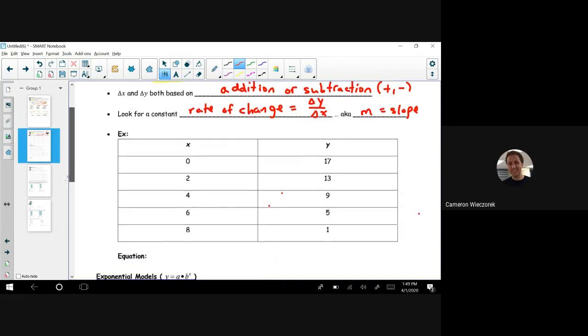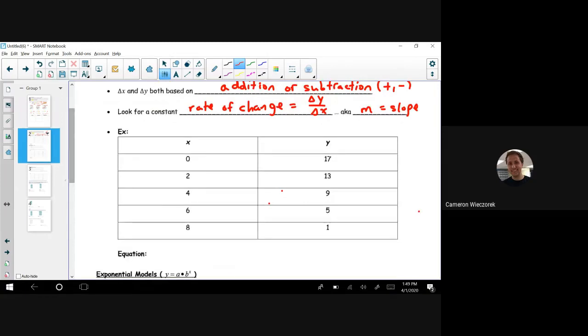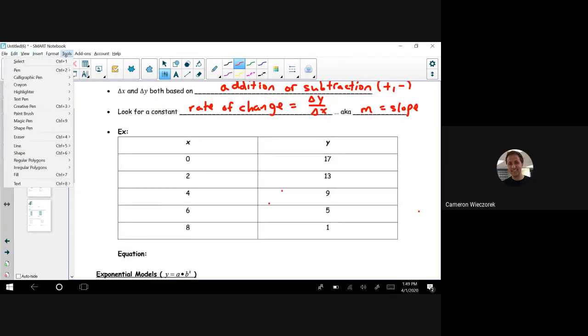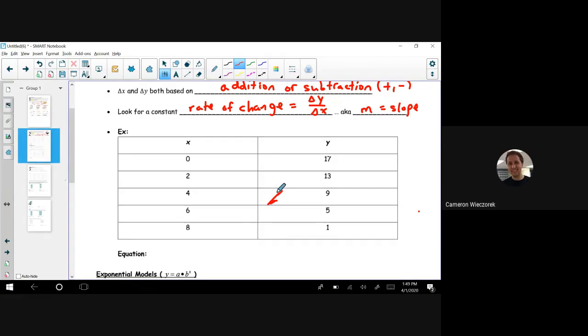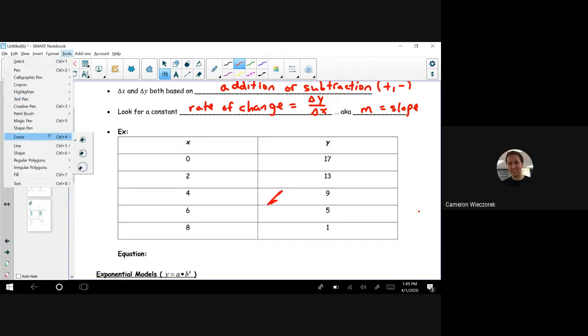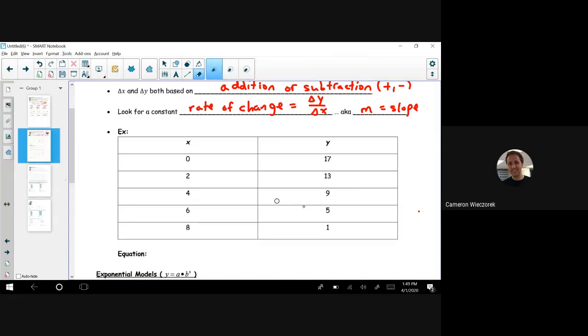So here's an example of a data table. I'm trying to get rid of these red dots. See tools. Oh, sorry. There we go. Okay, back to pen.